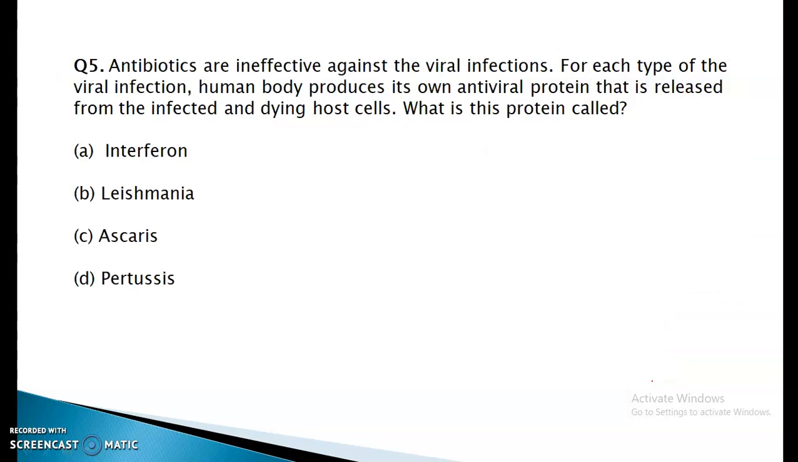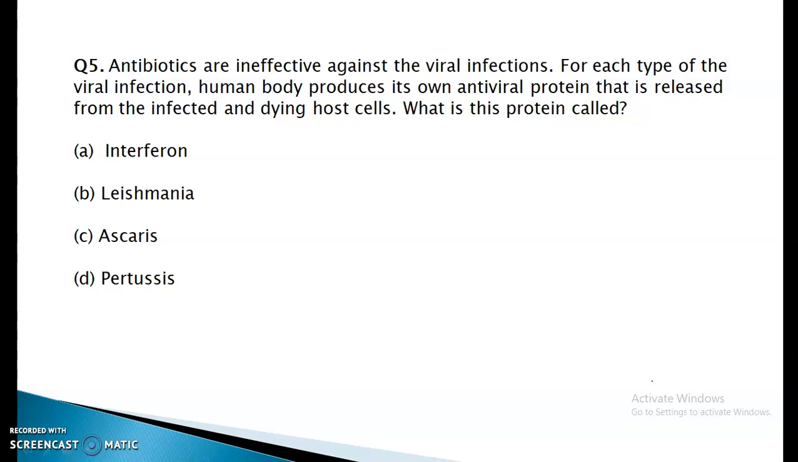Moving forward, we have question number 5. Antibiotics are ineffective against viral infections. For each type of viral infection, the human body produces its own antiviral protein that is released from the infected and dying host cells. What is this protein called? Your options are: A, interferon; B, leishmania; C, ascaris; and D, pertussis. Children, read the question very carefully.